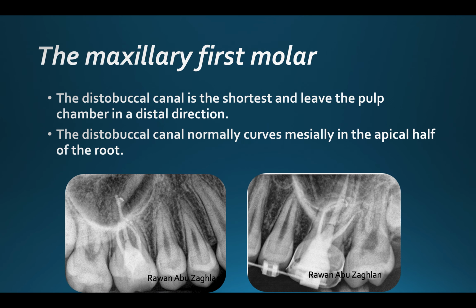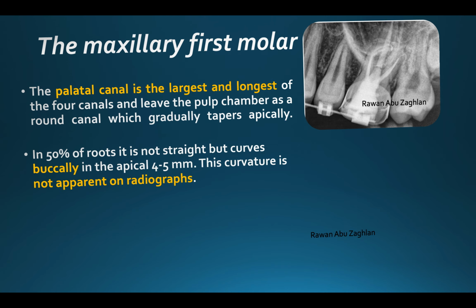The distobuccal canal is the shortest, and it leaves the pulp chamber in a distal direction. It normally curves mesially in the apical half of the root, so it will not be a straight canal. It will have a slight curvature towards the mesial side, especially in the apical part of the canal.